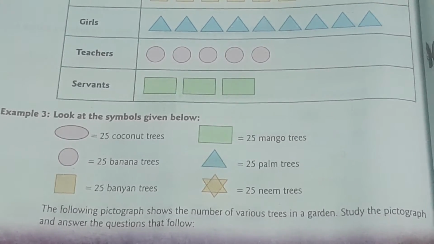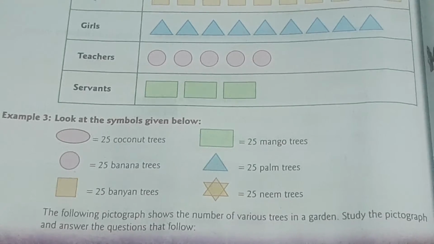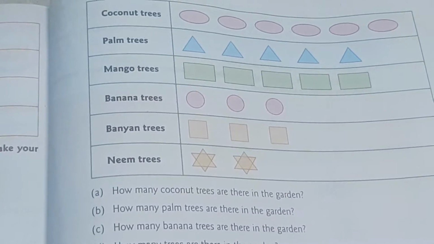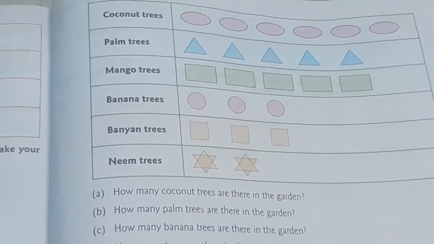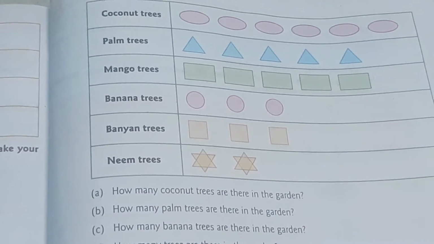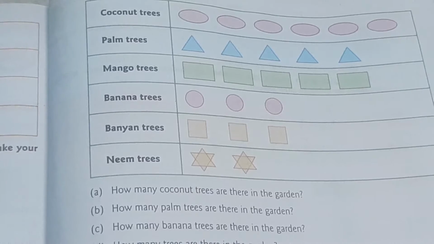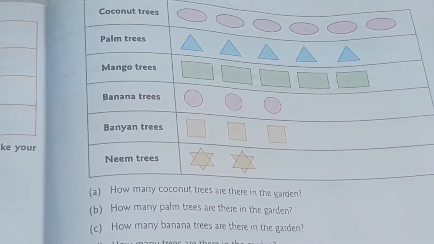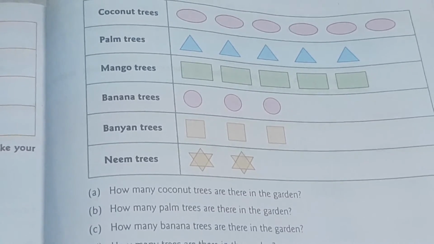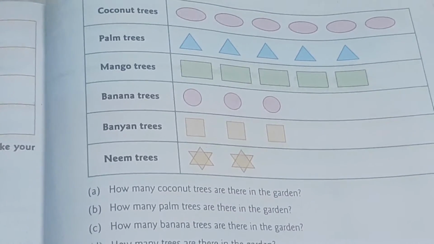Okay, now we'll see the pictograph. So in this we can see first coconut trees. In one figure there are 25 coconut trees. So we can easily count 1 2 3 4 5 6. It means there are total 25 in one, and there are total 6 figures drawn.